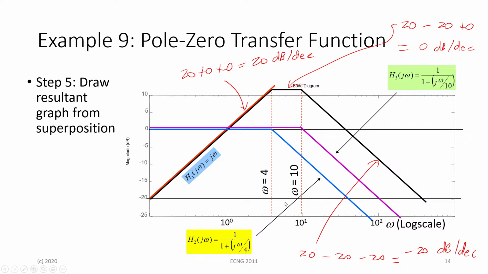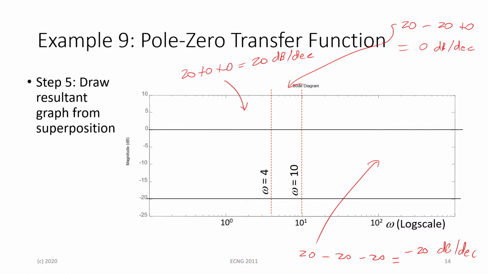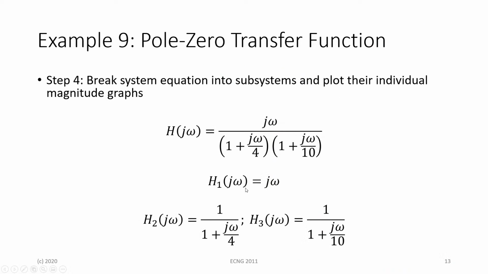Alright, sure, yeah, I can reiterate how we initially plotted the graphs. When we initially plotted the subsystem graphs, this was after we broke our H(jω) system here into relevant subsystems. We just watch how each one of these subsystems multiplied with one another to form our H(jω). So we watch the numerator component here and say this was H1(jω) equals jω. And then H2(jω) is just going to be 1 divided by 1 plus jω divided by 4. And H3(jω) here is 1 divided by 1 plus jω divided by 10.